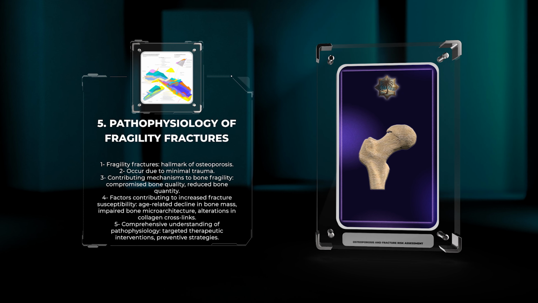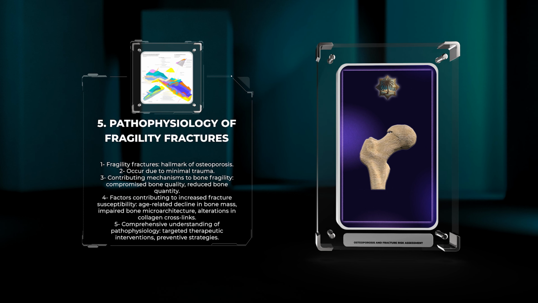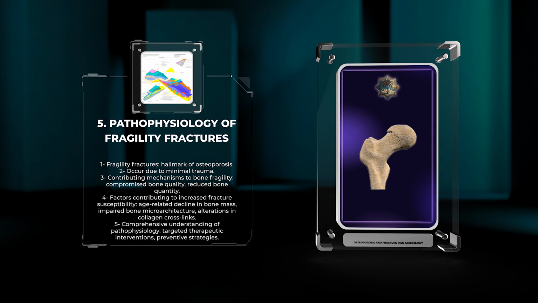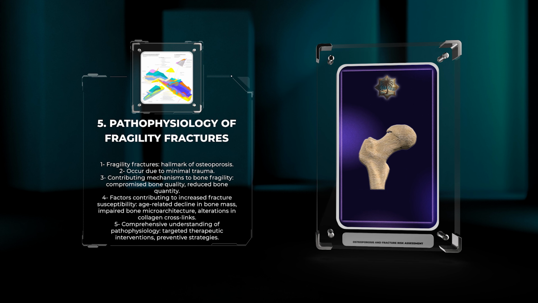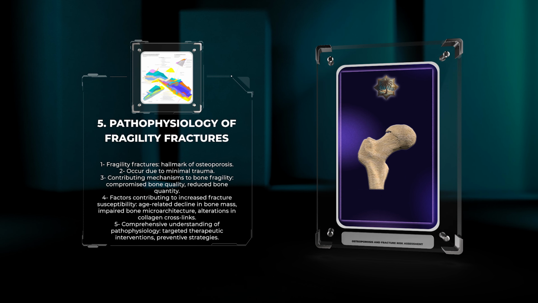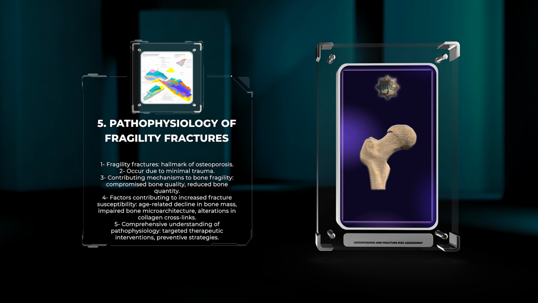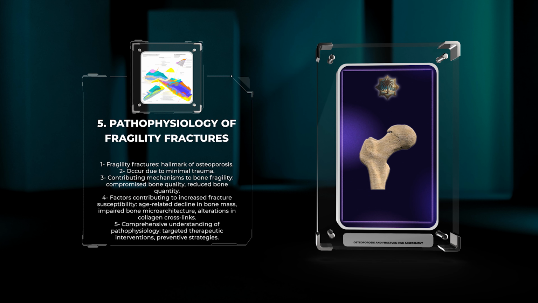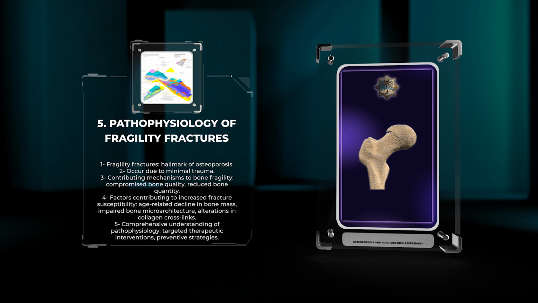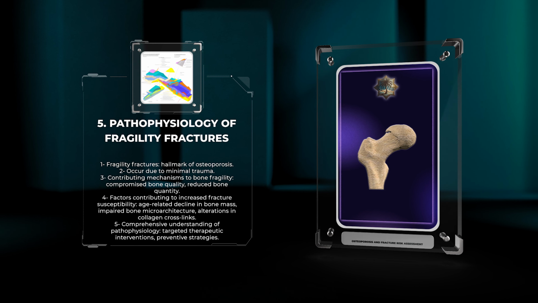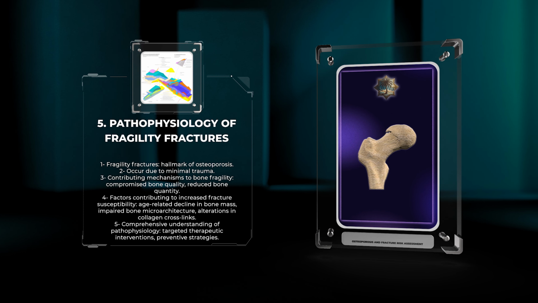Age-related decline in bone mass, impaired bone microarchitecture, decreased bone strength, and alterations in collagen crosslinks all contribute to increased fracture susceptibility. Additionally, factors such as advanced glycation end products, oxidative stress, and chronic inflammation further exacerbate the fragility of bones. This comprehensive understanding of the pathophysiology paves the way for targeted therapeutic interventions and preventive strategies.